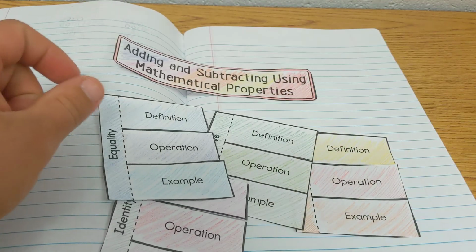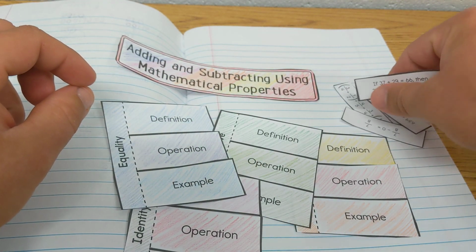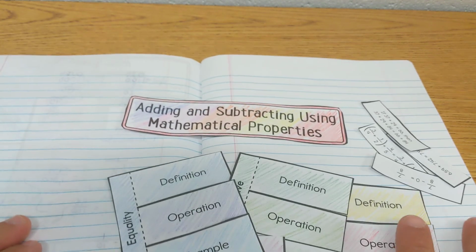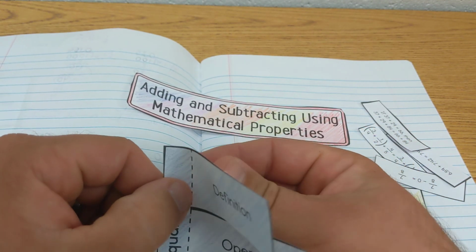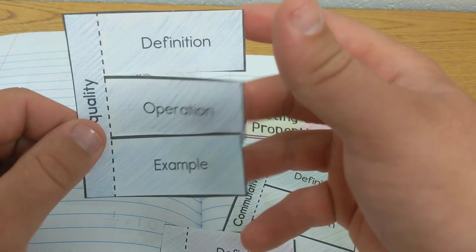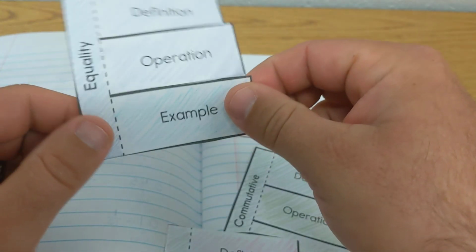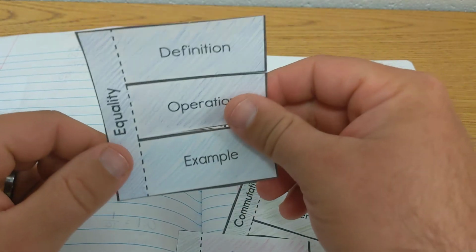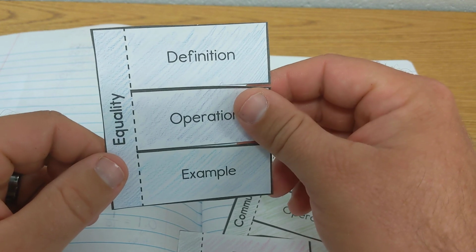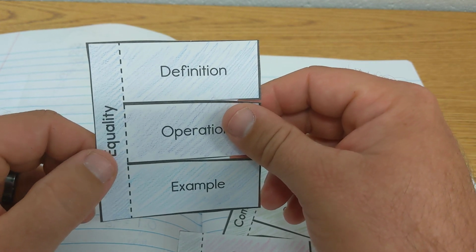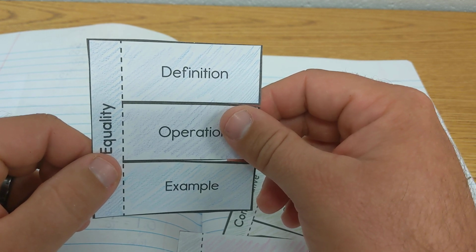Remember that we cut the solid lines. Okay, we cut the solid lines and not the dotted lines. Okay, the dotted lines, if you remember, are to fold. So right here I've cut my tabs out, so my definition will go behind this, the operation, and which example I think needs to go there. Okay, all right, so we're going to glue these in. Okay, and then we'll have a couple little examples.